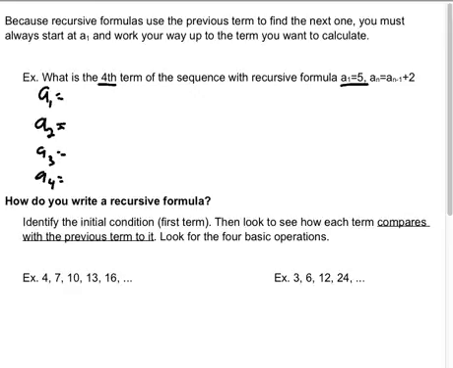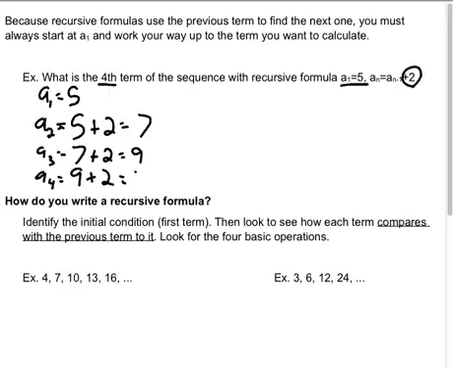So here, a1, it gives me, is 5. And what am I doing? Well, to get my next term, I take the previous one and I add 2 to it. Same thing for a3. Take the previous term, add 2 to it. Fourth term, same thing. Previous term, add 2 to it. And there is my term, okay? My fourth term is 11.